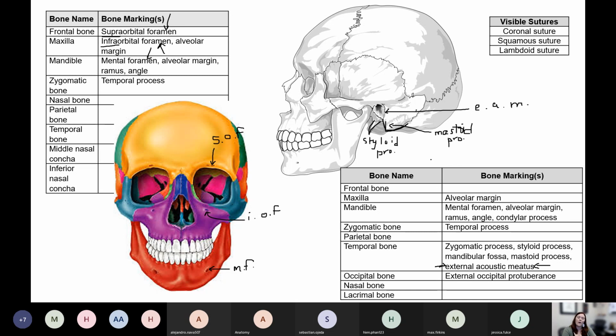I'll also point out while we are on this page that it takes two bones to make up your cheekbones. So what you see as the cheekbone is actually made from two different bones. The one in the front is called the zygomatic bone, and the one that's behind it is the temporal bone.